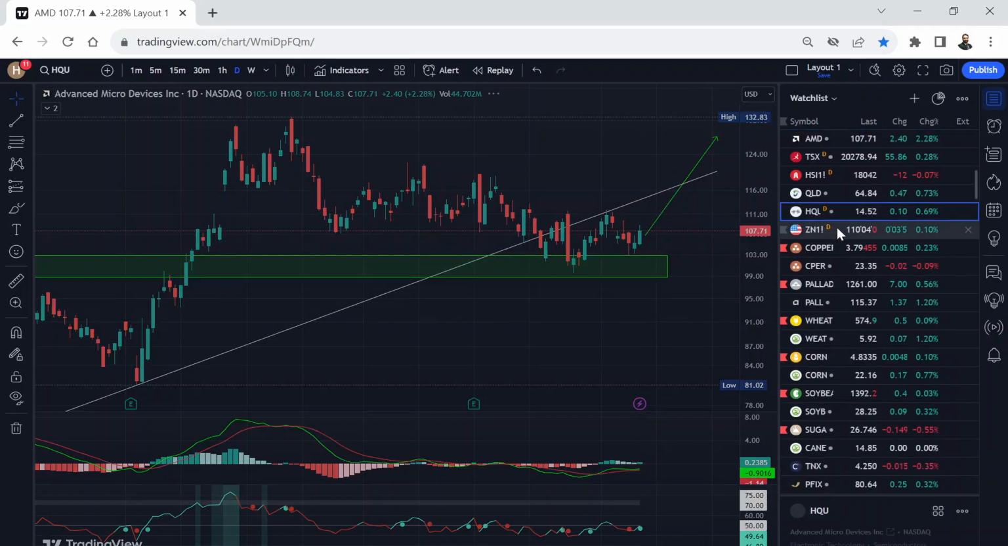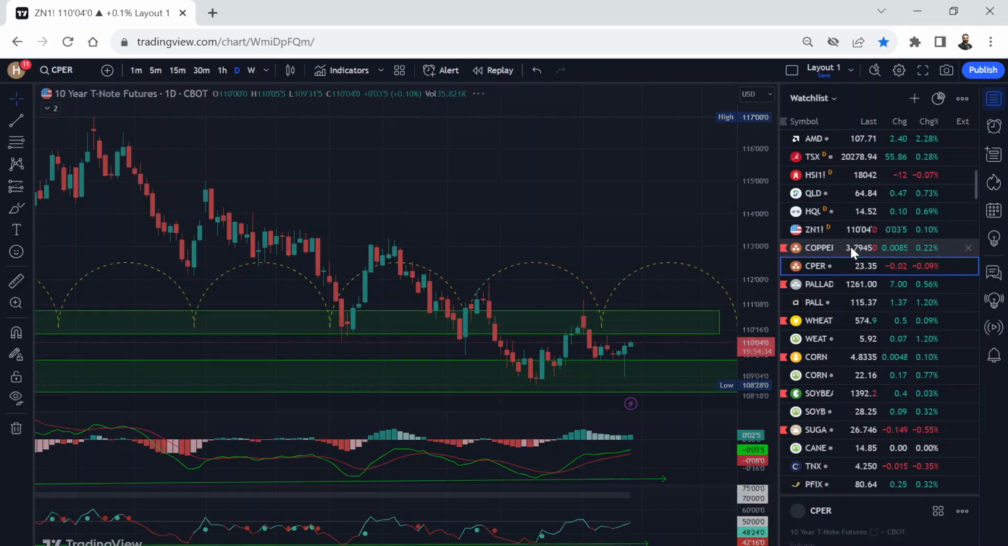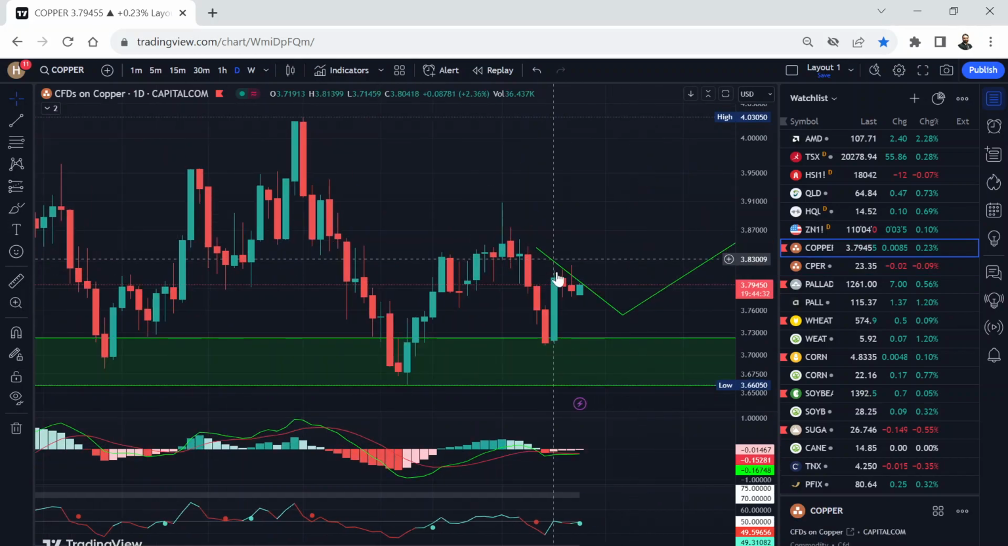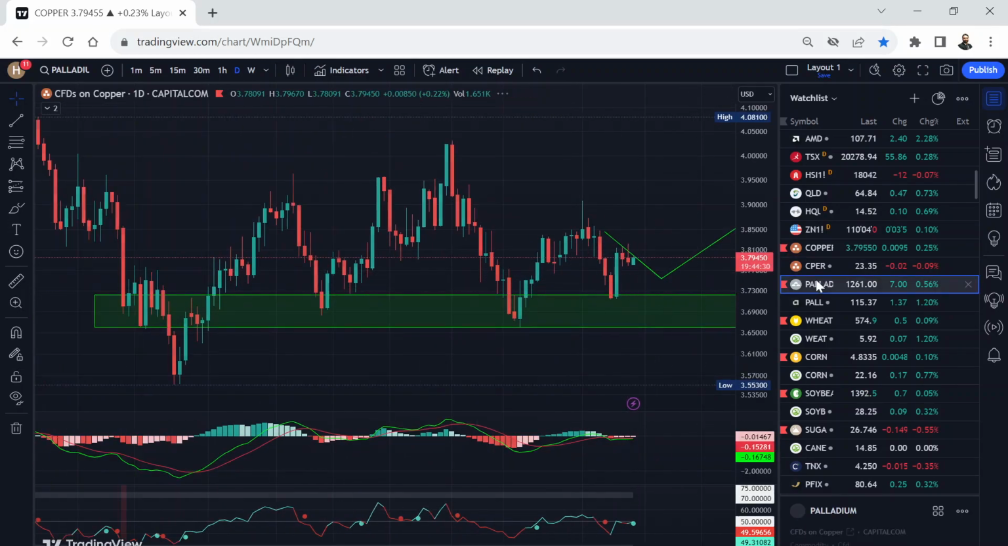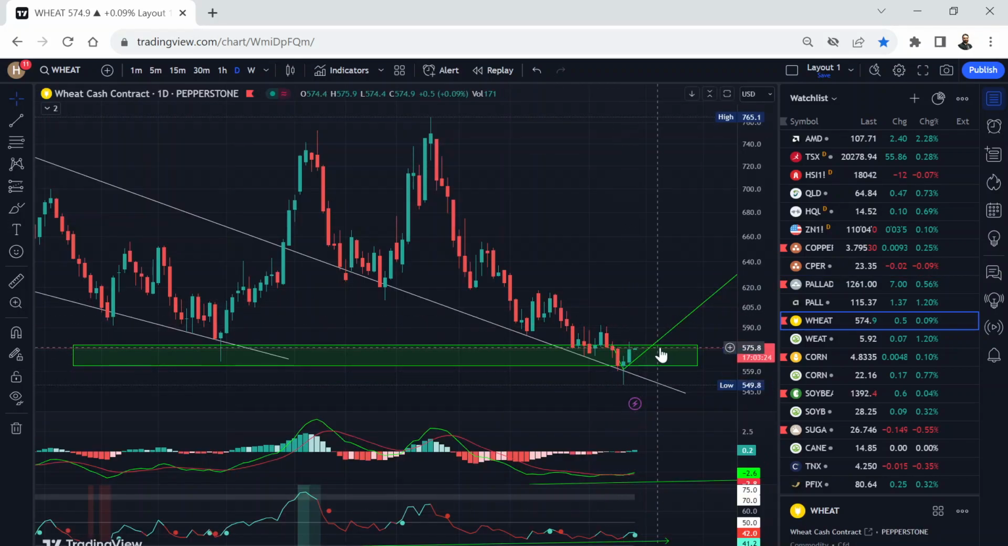And let's look at bonds, buy the dip. Okay, TLT, buy the dip. Copper just consolidated, buy the dip in copper. Palladium also bouncing from extremely strong support here, now bouncing. Wheat massive move up, almost 1.3%.